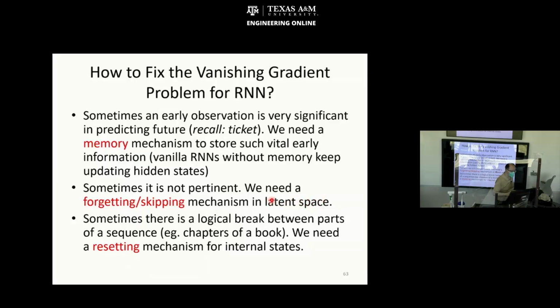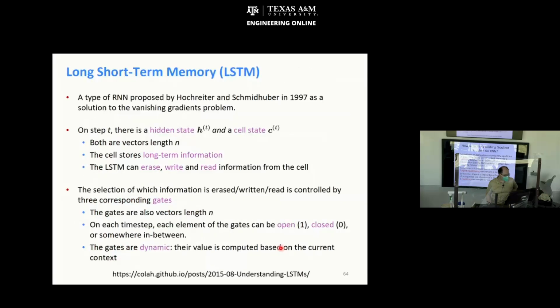So it's not forgetting the early observations, it's forgetting the corresponding latent variables or hidden variables in the latent space, okay? And lastly, sometimes there is a logical break between parts of the sequence, such as chapters of a book or major paragraphs. In those cases, we need to reset the internal states. So these are the three keywords: memory, forgetting, and resetting. These are the three things that are important to one of the most important modern RNNs, that is LSTM.